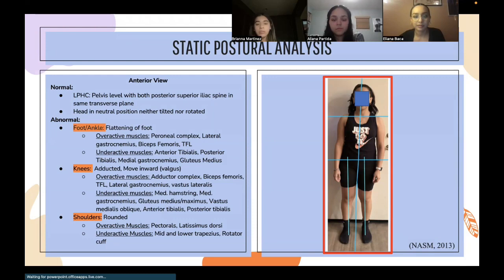This can be due to the overactivity of the adductor complex, biceps femoris, TFL, and the underactivity of the muscles of the medial hamstring, medial gastroc, and glute medius and maximus. As for her shoulders, you can be seeing that they are rounded, and that is due to the overactivity of the pecs, pulling her shoulders forward, and the underactivity of the mid and lower traps.